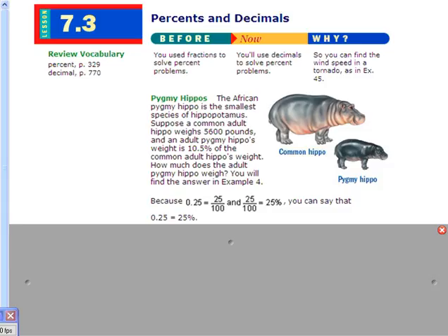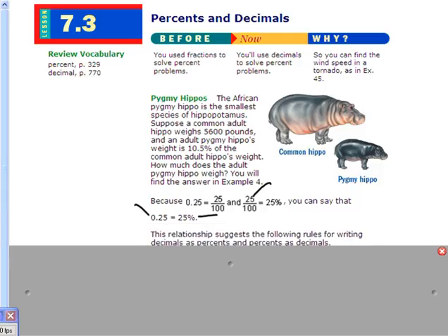Some things we know about decimals and fractions. Because 0.25 or 25 hundredths is equal to the fraction 25 hundredths, and the fraction 25 hundredths is equal to 25%, you can say that the decimal 25 hundredths is equivalent to 25%. We've known that for some time, but it's important to bring that back to the forefront of your mind as you look at this lesson.